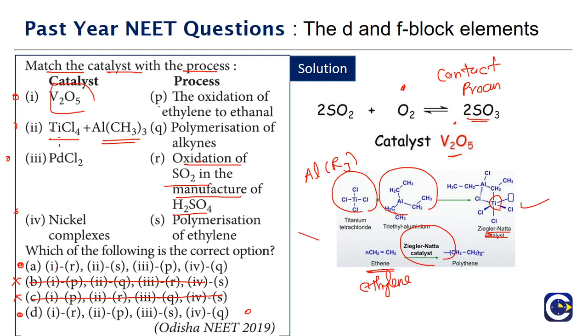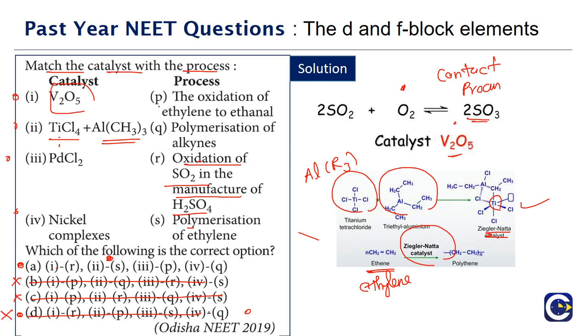So the second one should be matching to the polymerization of ethylene. So second should be matched to S. If you see between option A and option D, second is matching to S only in option A. In option D, second is matching to P, means this is also incorrect. So straight away we are able to have the correct option. What is it? Option A.